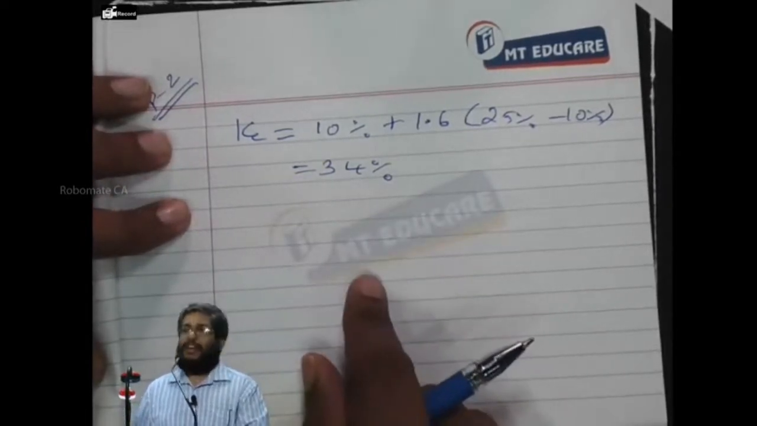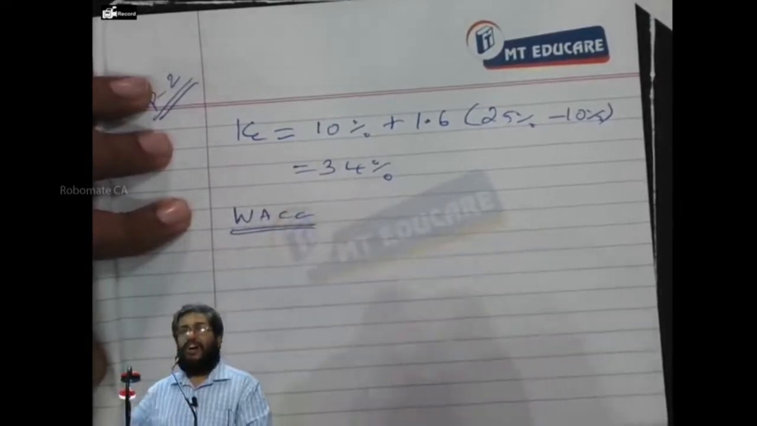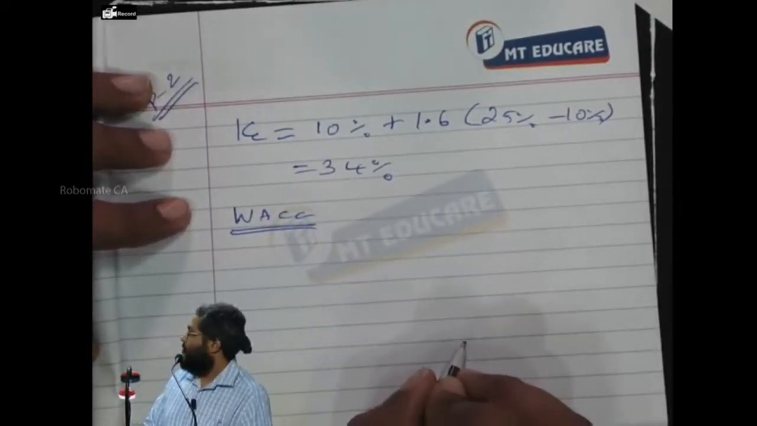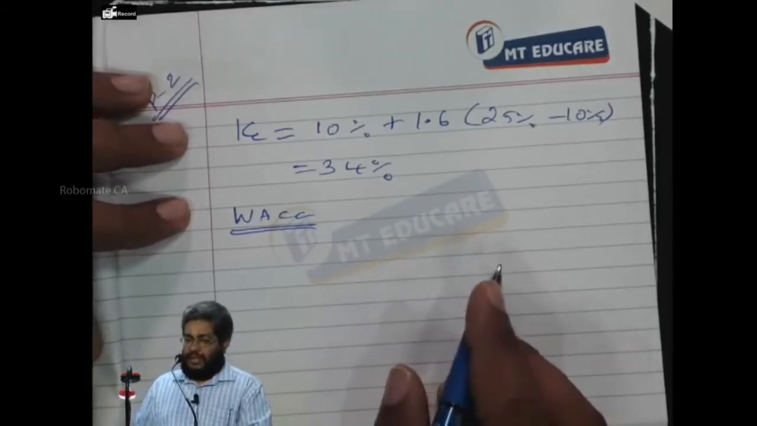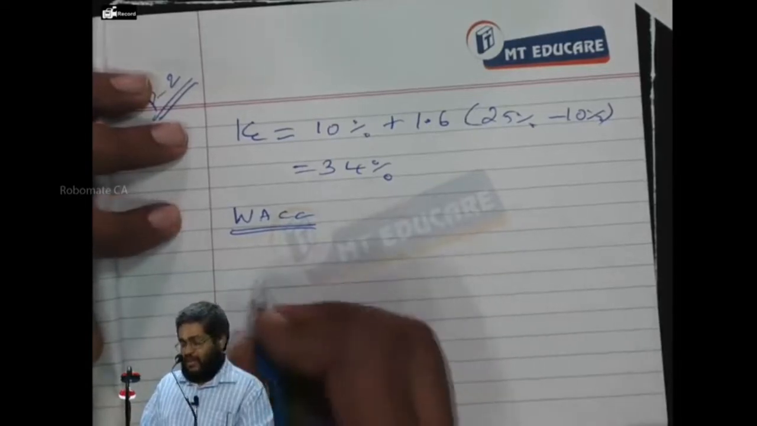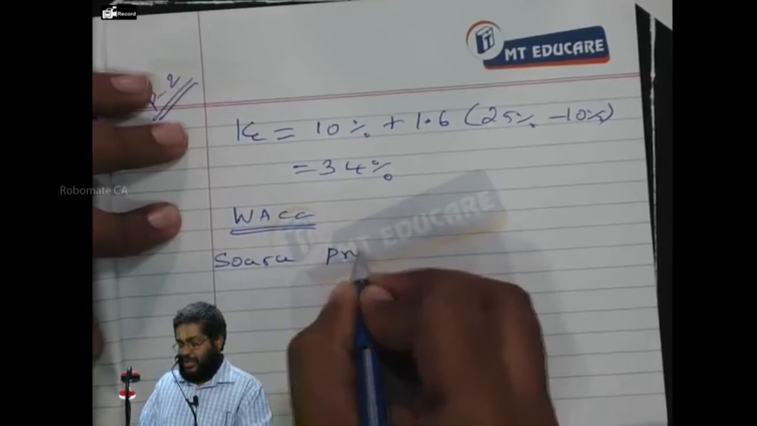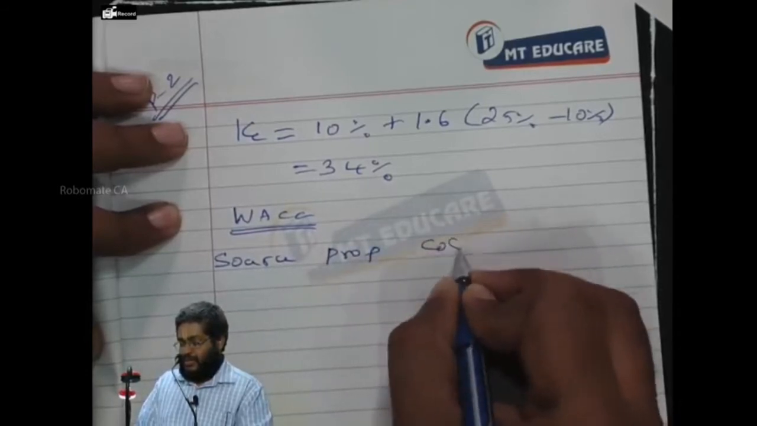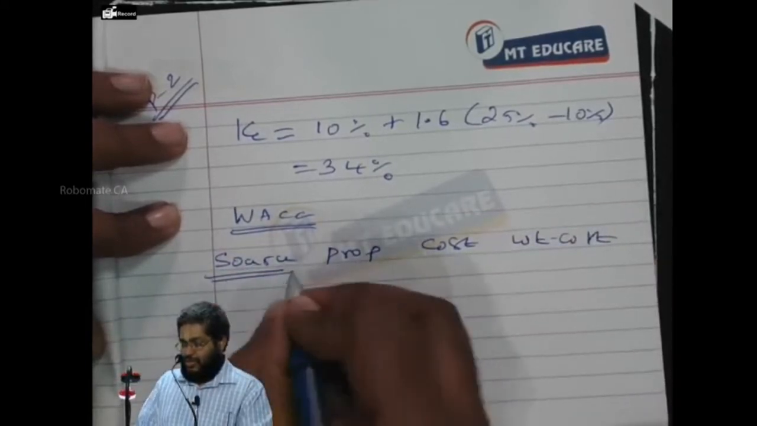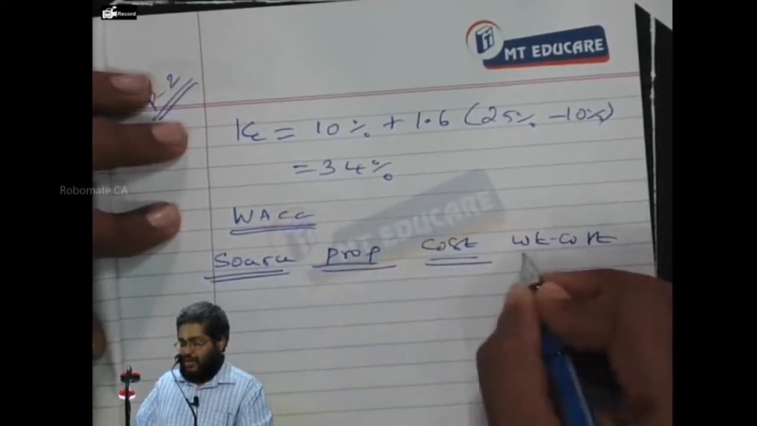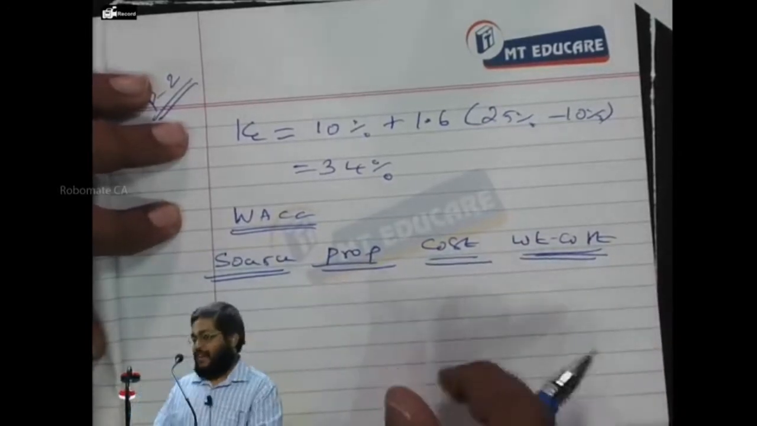Step 2. Calculation of WACC, weighted average cost of capital. Can I start? Now, what are all the columns here? First is source. Second column, proportion. Third column is cost. Last column is weighted cost. Source, proportion, cost, and then weighted cost. Can we start or not?